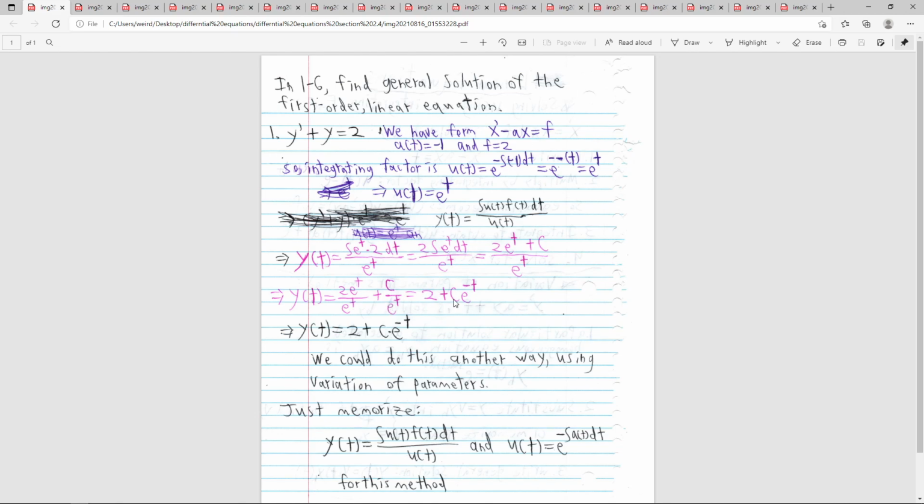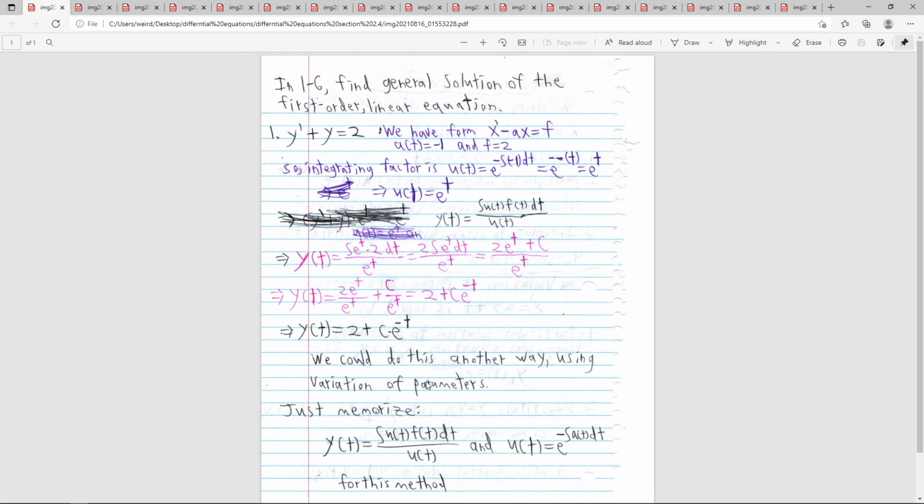So you can rewrite that as constant c times e to the negative t power, because that's how you can rewrite exponentials. But that's what it is. y at t equals 2 plus c times e to the negative t is the answer. That's a general solution.